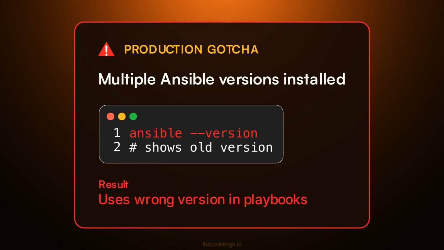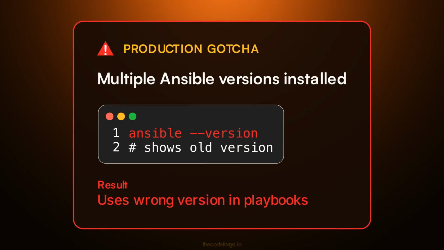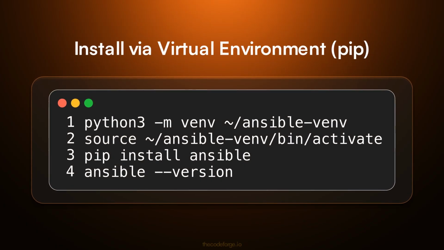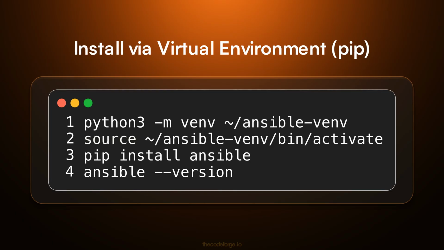If you have both apt and pip versions, ansible --version might show an old one. Remove the apt version with sudo apt remove ansible and reinstall via pip. The article mentions using a virtualenv but doesn't show the full command sequence. Here's a complete, production-ready snippet that creates a venv, activates it, and installs Ansible, avoiding system Python conflicts.